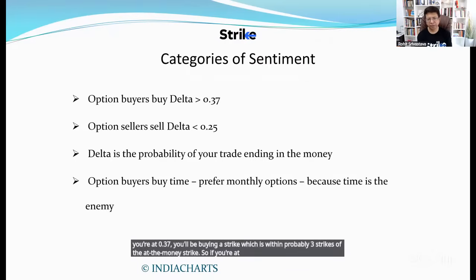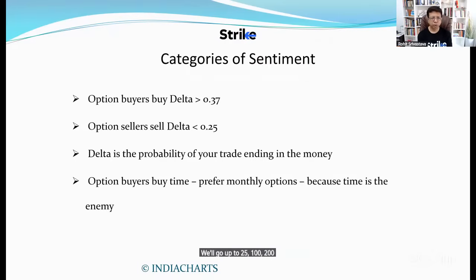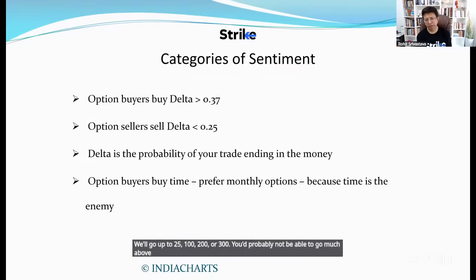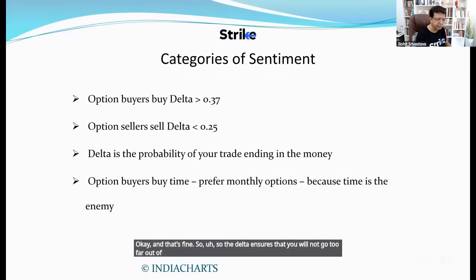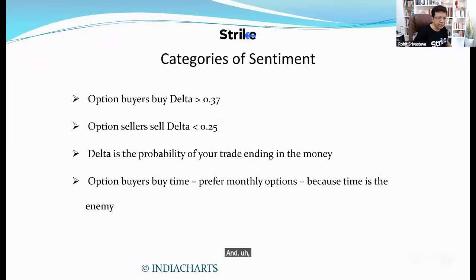So if you're at the money, say Nifty is 25,000, you'll go up to 25,100, 200, or 300. You'll probably not be able to go much above 25,300, because then the delta may fall below 0.37. Maybe you go to 400 if the time is longer. If you have 5 weeks, you might be able to go even one more strike higher, but you might not be able to go beyond that. And that's fine. So the delta ensures that you will not go too far out of the money and remain within the probability of it going in the money when you go right.